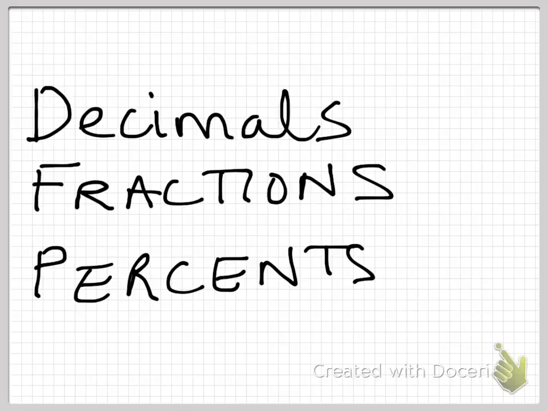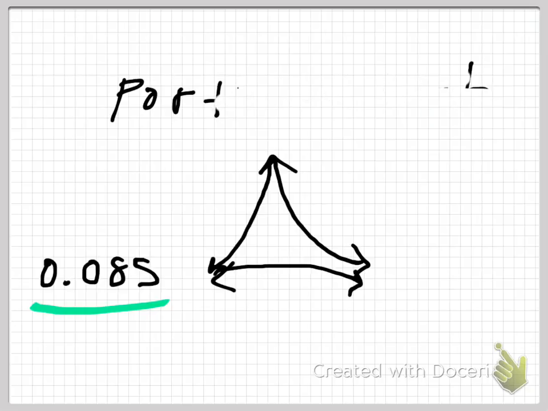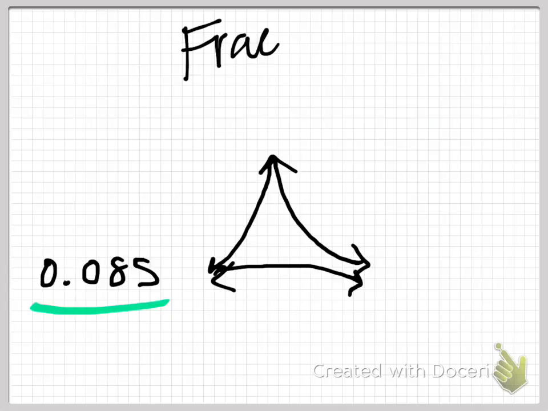So decimals, fractions, and percents. This is one of the things that you guys have the most trouble with. Now, if you remember the portions web, which many of you don't, this is a web that you basically write your number as a decimal form, in a fraction. So let me write that down over here. We want the fraction. And we want the percent.